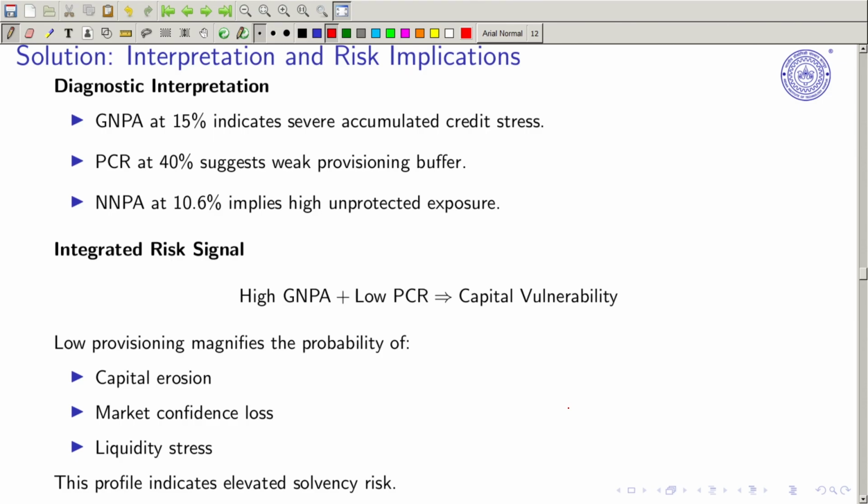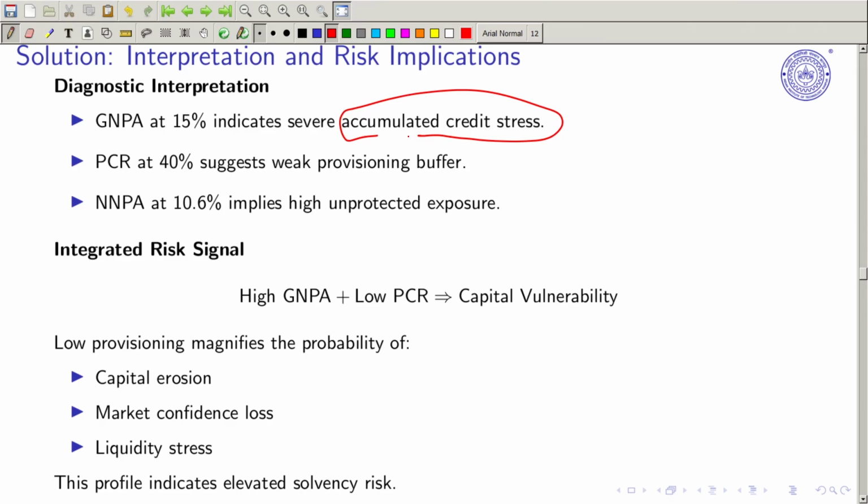It means that the bank is likely to face high credit stress, because this is what it is accumulating over a period. And the PCR, provision coverage ratio, is at 40%. It also indicates a weak provisioning buffer, which means that it will eat out a lot of the bank's interest income. It requires high provisioning, which means that in the balance sheet they will have to increase this amount, and this is a big risk for the bank, because that money could have earned a high rate of interest if they had added it to the lending basket, excess reserves.